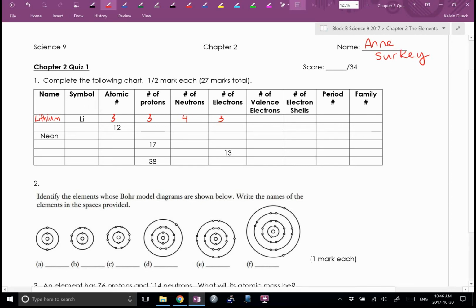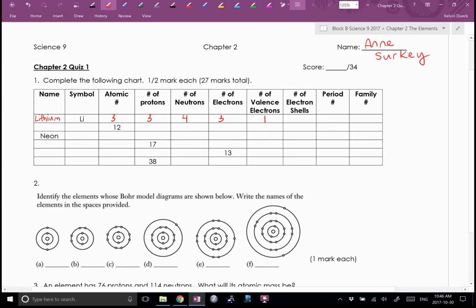I know a few of the earlier ones, but I haven't come anywhere close to memorizing this whole thing. Number of valence. By the way, what does the word valence mean? Okay, outer shell, outermost shell. So the number of valence electrons, you just count over from the left. It's in the first column, so it's got 1 valence electron.